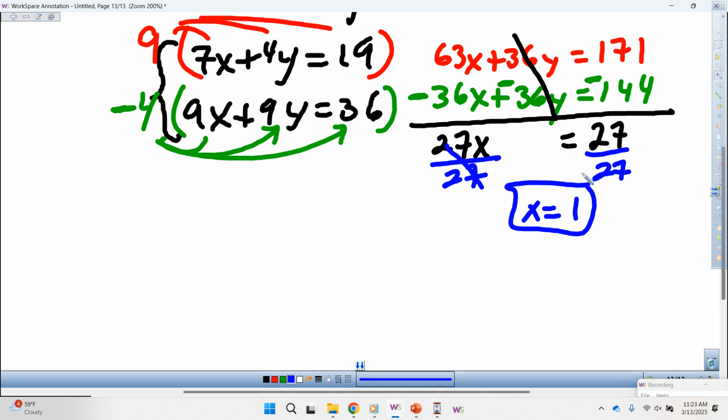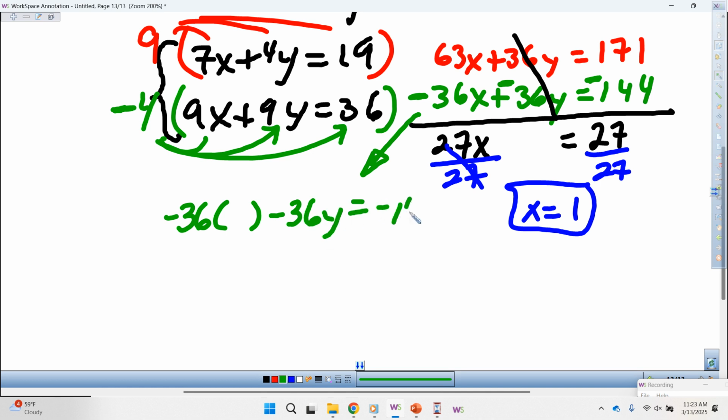Next, we need a y value, don't we? So, which equation do you want to use, the top one or the bottom one? Bottom? Okay. So negative 36x, negative 36y equals negative 144, and instead of x, we're going to substitute 1. Negative 36 minus 36y equals negative 144, and then we solve for y.